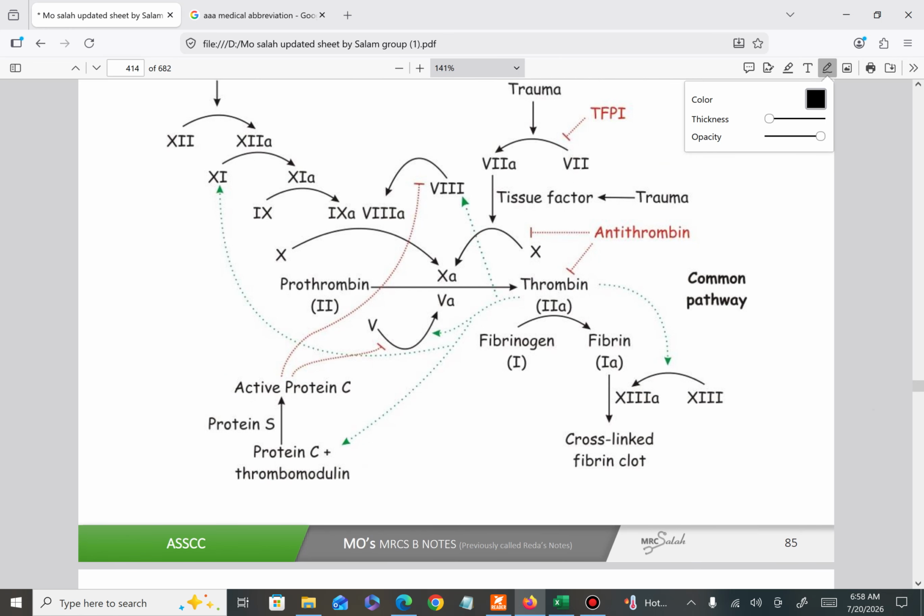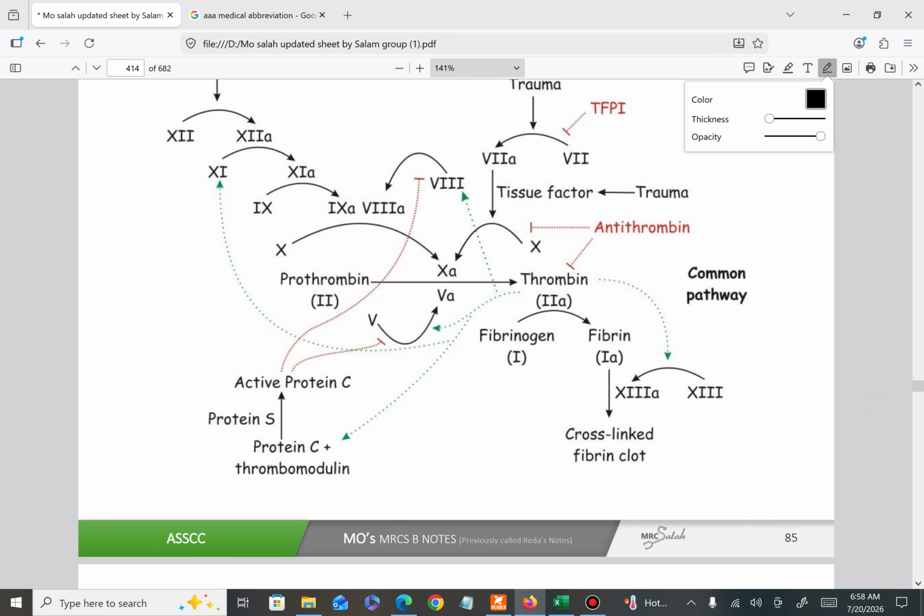So the result of the coagulation pathway is to form the cross-linked fibrin clot. The cross-linked fibrin clot is made by fibrin, which is activated factor 1, and it is formed by fibrinogen, which is the unactivated form of factor 1. This fibrinogen is converted to fibrin by thrombin. Okay, thrombin is activated factor 2, while the unactivated factor 2 is called prothrombin.